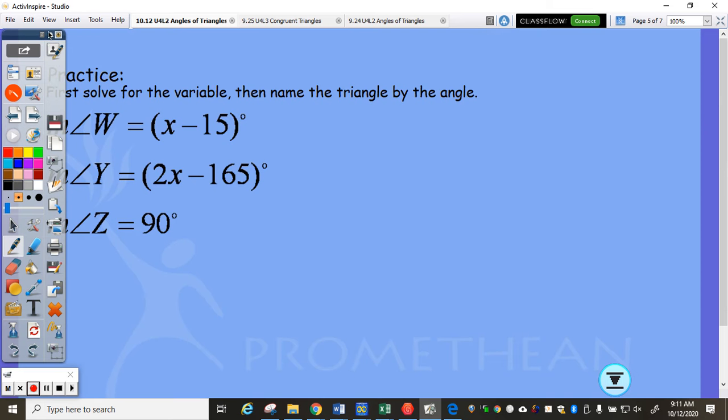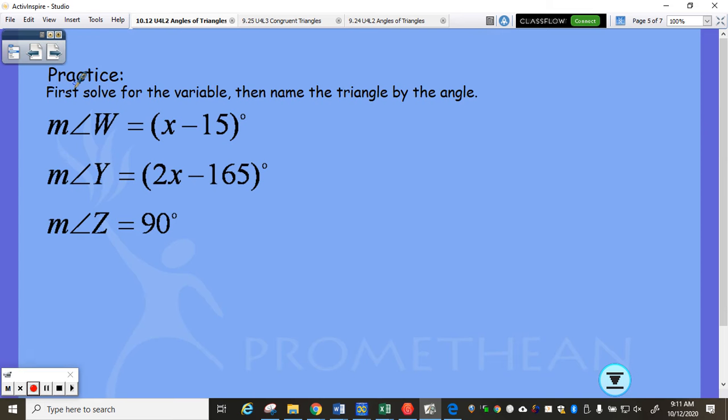All right, so here's what I want you to do. First, solve for the variable, then name the triangle by the angle. Okay? So you have a triangle WYZ, okay? Find the value of X and tell me what kind of triangle it is.